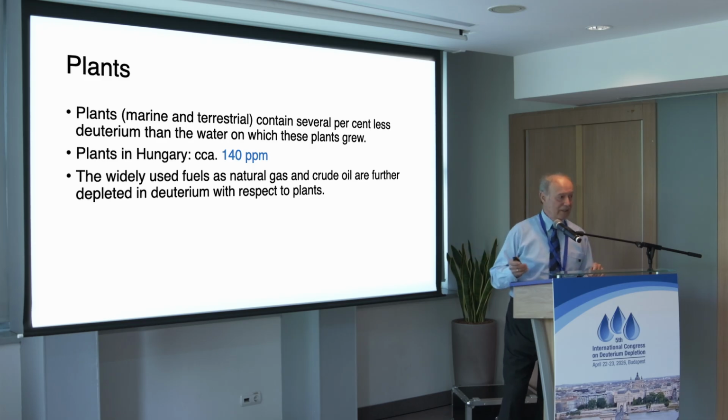What about other natural substances? The widely used fuels like natural gas or crude oil are further depleted in deuterium with respect to the plants, because crude oil and natural gas are produced from organic material under the surface, but not as depleted as the methane I showed you. The methane is more depleted than the crude oil.